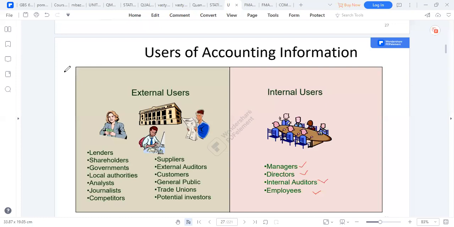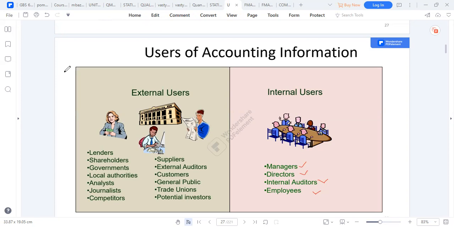Okay, so for internal users, I'll start with directors. It aids them in decision making, because if for the first quarter they realize that the company made a loss, it means now as ExCo of the company, they need to come in and find ways of either minimizing the loss or making the company profitable.